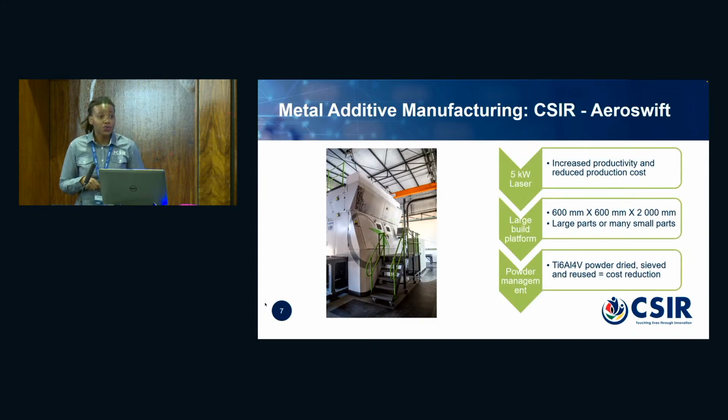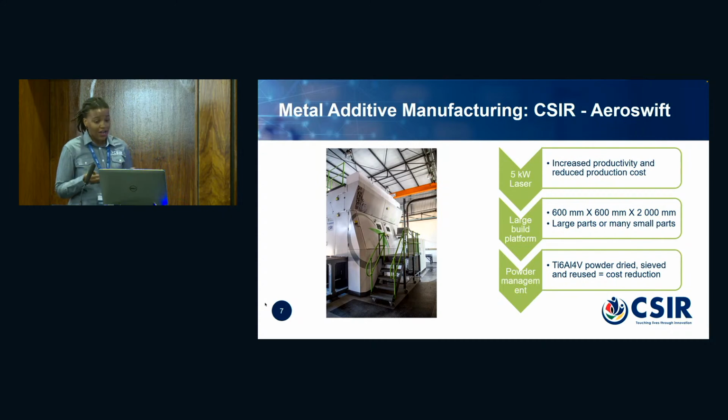So we look at two SLM, as we call them, selective laser melting machines, which were used in this particular project. The first one is housed here at the CSIR, and it's called the AeroSwift. It's a locally manufactured machine, built from the ground up. This machine boasts a 5 kilowatt laser, which is a lot of power, as you can imagine. With this, we're able to build faster than commercial systems, speaking to increased productivity, having a bearing on the production cost.